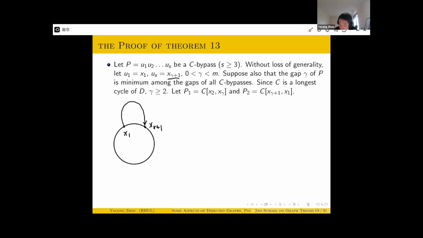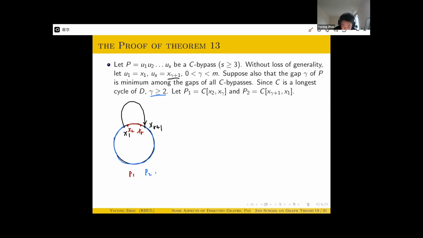Because C is the longest path, and this is the C-bypass, P is a bypass which has length at least 2. So here there cannot be only one arc, because otherwise this cycle here would be longer than C. So gamma should be greater than or equal to 2. And now we let P1 be the subpath on C from X2 to X gamma, and P2 the subpath in the rest of C from X gamma plus 1 to X1. So P1 and P2.